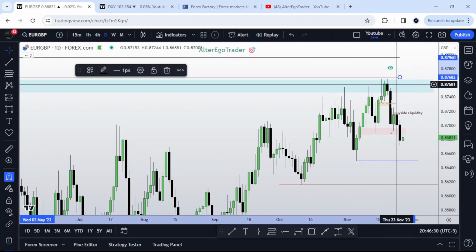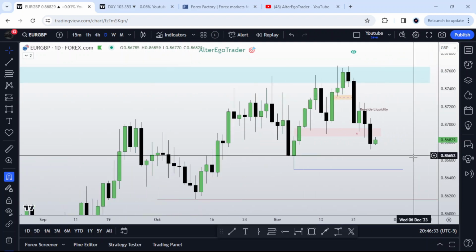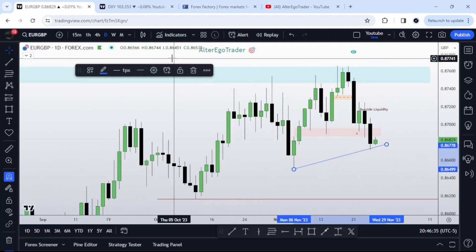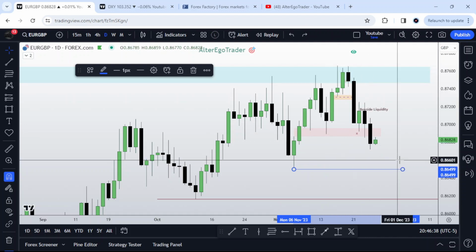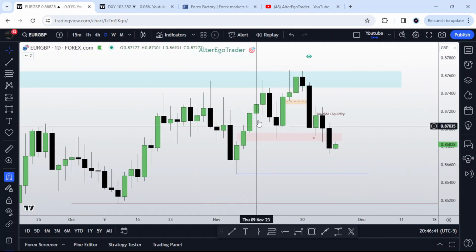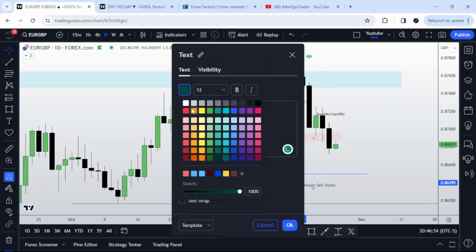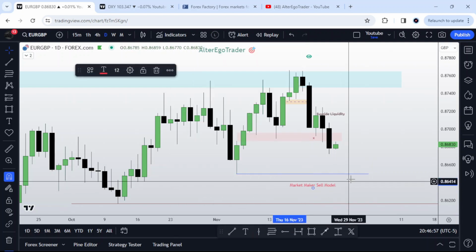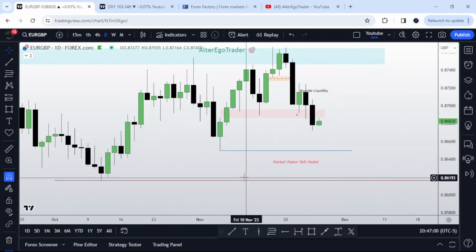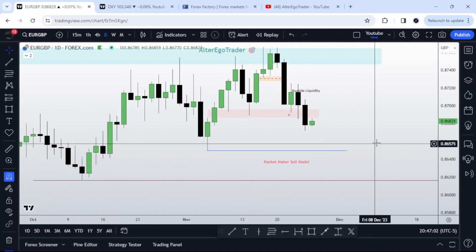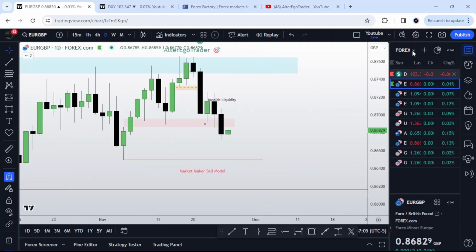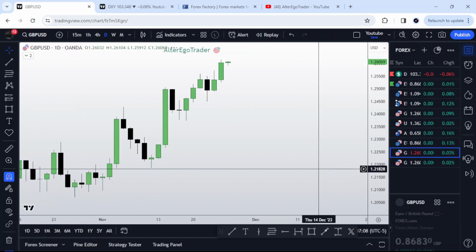That's just the analysis, right? Just running for sell side liquidity, and you see how that's going to be completing a market maker sell model, right? Market makers model. Okay. And yep, so that's the framework for euro pound, right? And now getting into GBP USD, right?